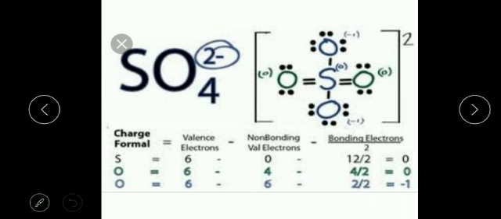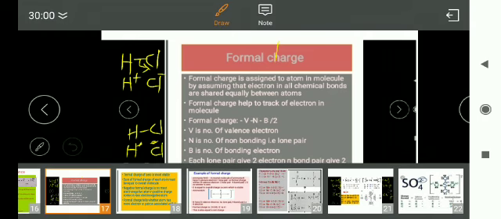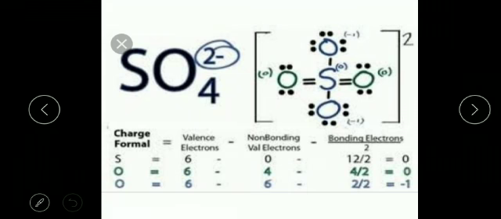Next example is SO4 2 minus. Here also there are two types of oxygen. This is one type and this is the second type. So let's calculate the formal charge for sulfur.